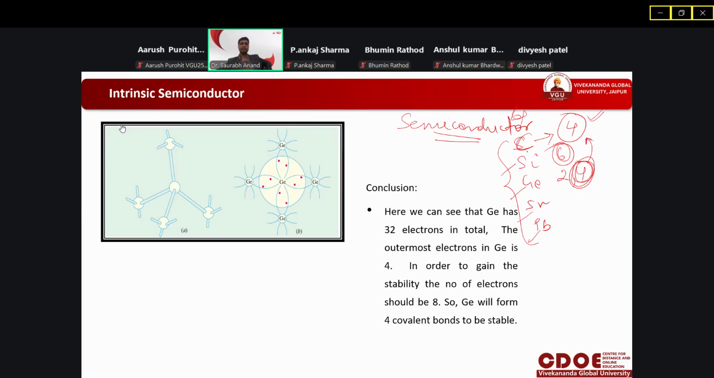These are the electrons which play the role in conduction. Clear? You can see that everywhere. So this is the structure of germanium. You can see here that it is 32. If we divide this 32, there will also be 4 in the outermost shell.